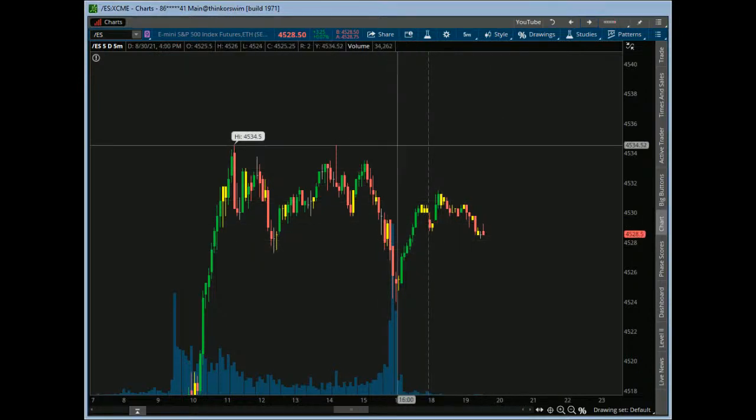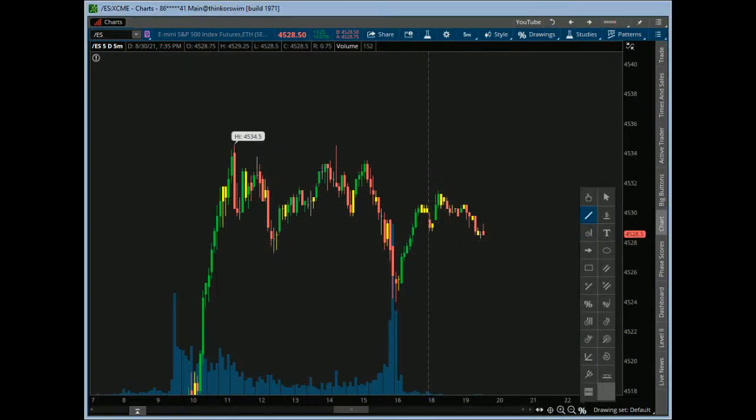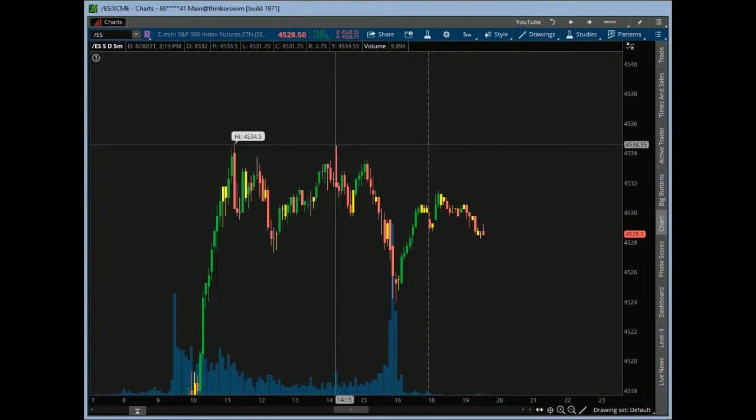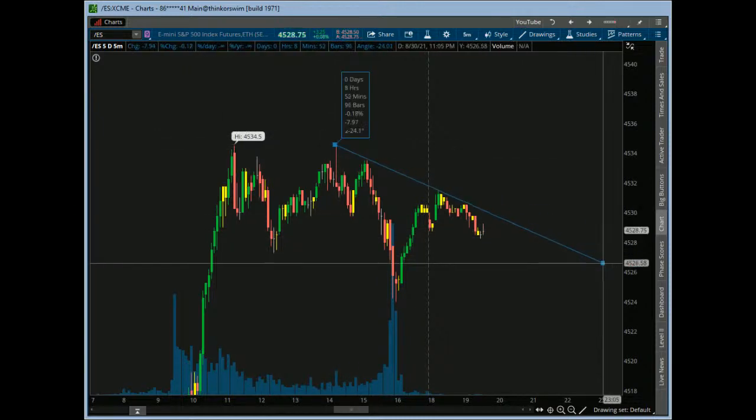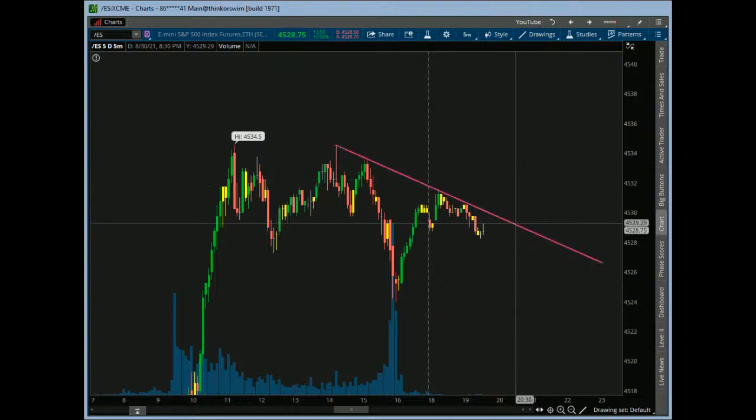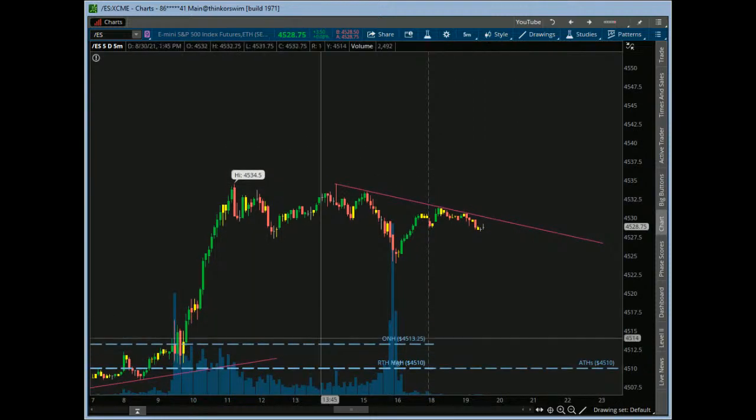Anyway, right now we're basically just chopping again going into tomorrow, so generally I'm expecting that. But what I would do here is keep an eye on this geometric line going into tonight and see if we can break above it. If so, great. If not, we'll see what happens from there.